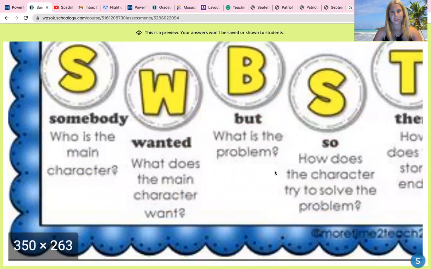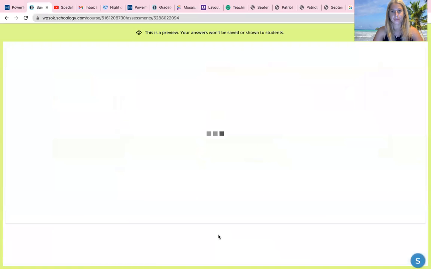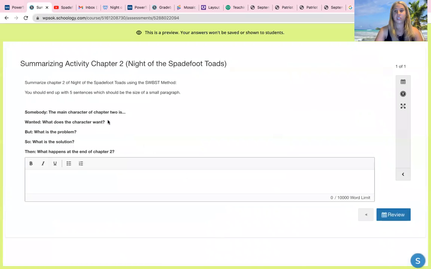So still the same concept. Let's start new attempt. And I've actually added this again. Summarize chapter 2 of Night of the Spade Foot Toads using the SWBST method. You should end up with 5 sentences, which should be the size of a small paragraph. So for example, you're going to start with the S of the SWBST, and I've actually given you a sentence prompt right here.